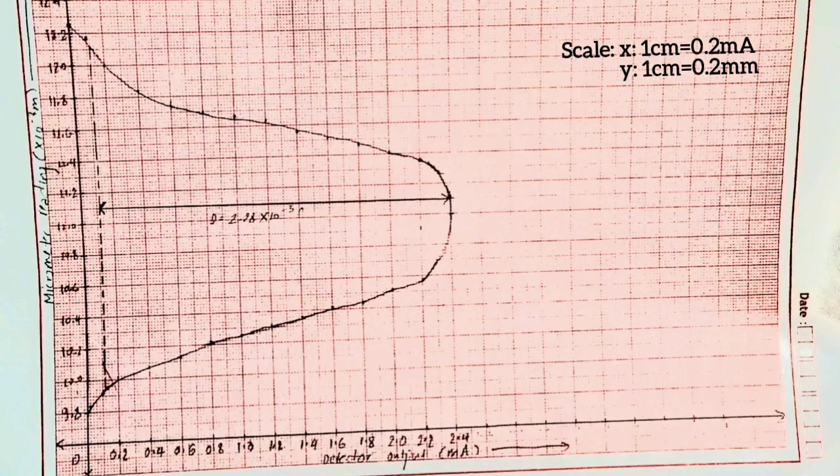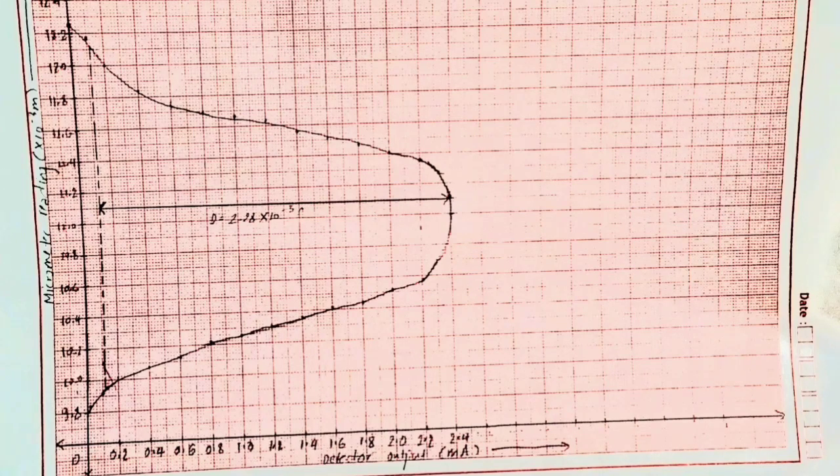For the plotting of the graph, you have to plot a graph with the x-axis for the detector output, that is the current that you recorded in milliamperes, and on the y-axis you will have the micrometer reading, which is in millimeters. Once you plot the graph, it should have this kind of shape, and you will have to mark the peak value of the current output, and you will also have to draw a dotted line which corresponds to 5% of the maximum.